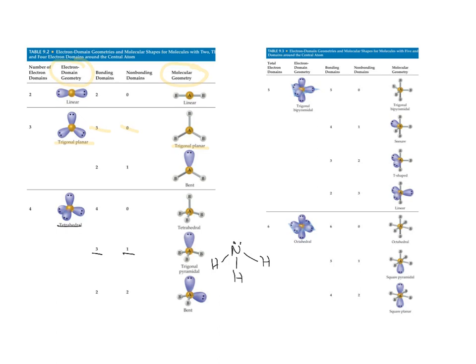Or when we talked about water, for example, we have 2 bonding domains and 2 non-bonding domains. So that was the bent molecular geometry, even though both of those have the same electron domain geometry of tetrahedral. The same continues with trigonal bipyramidal and octahedral, just depending on how many bonding and non-bonding domains each of those structures contained.